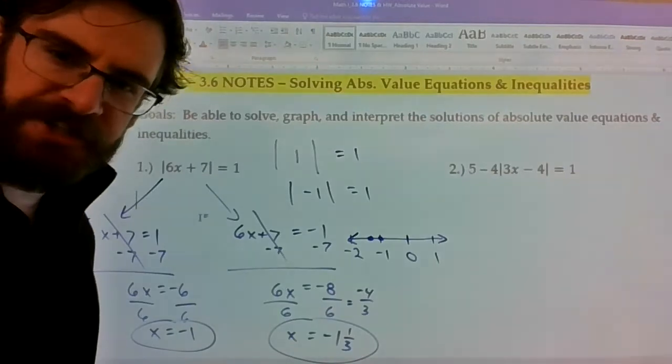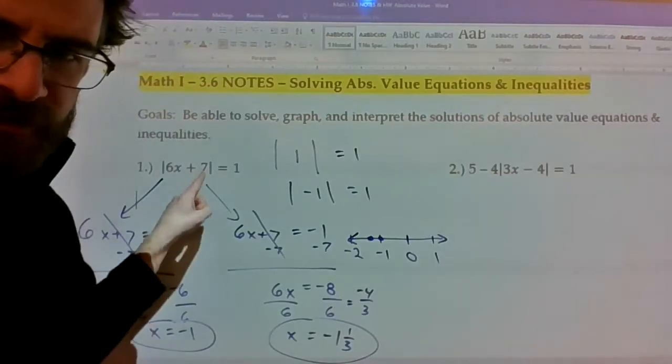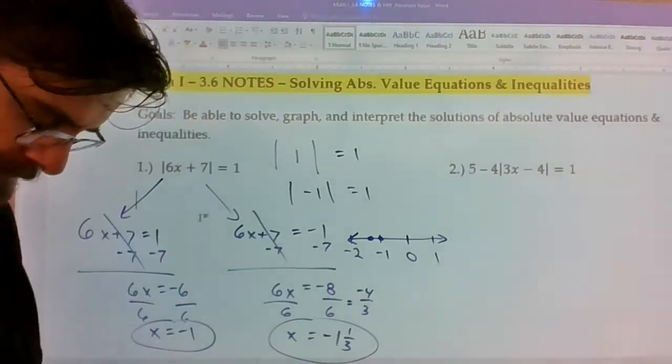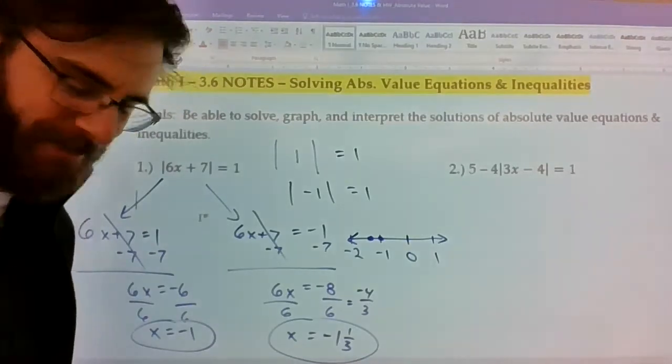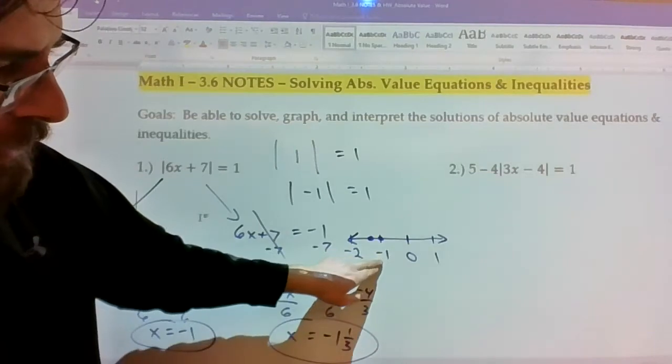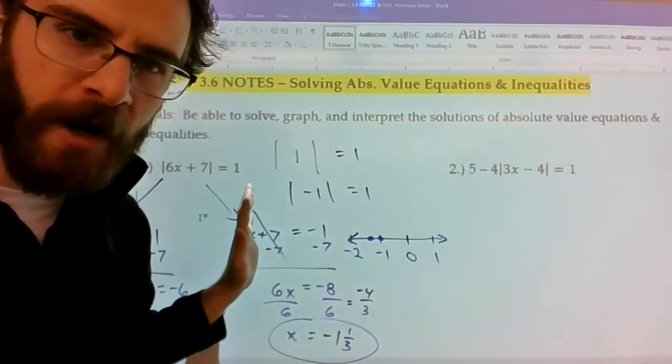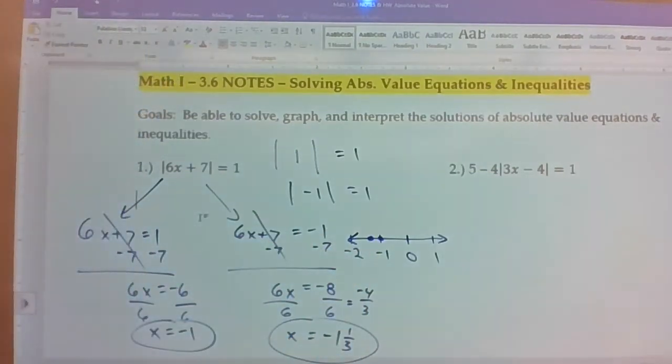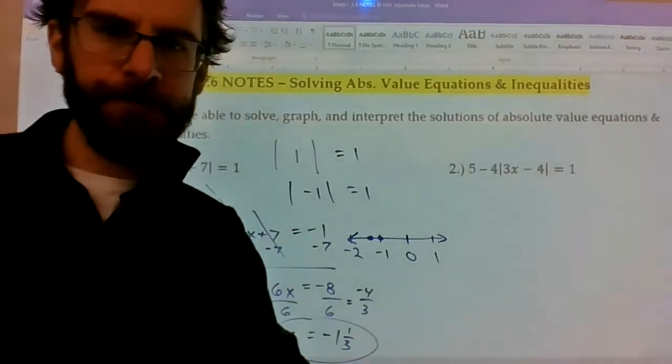Well, my interpretation of the solution is that the solution to this equation is x equals negative 1 and x equals negative 1 1/3. There's the graphing interpretation of it. Not much more I got to say about it. Let's try number 2.